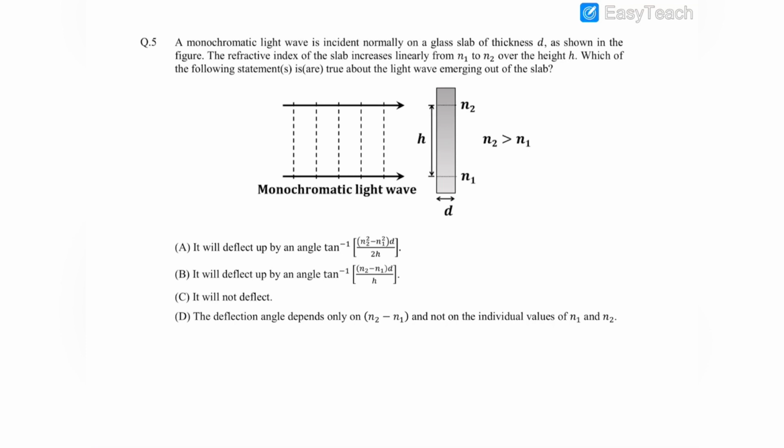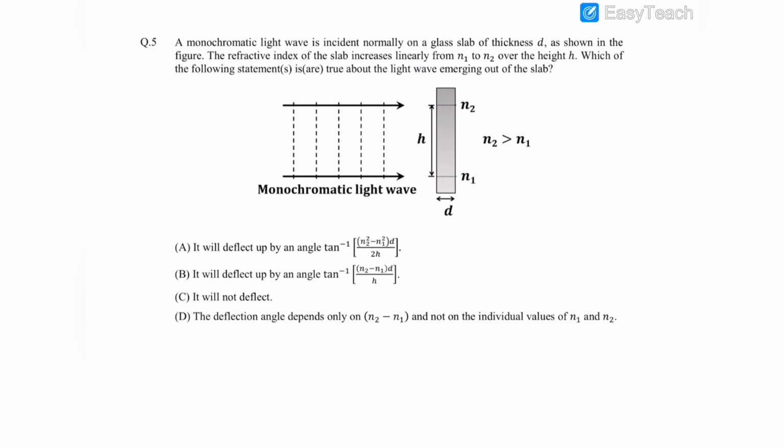In this question, you can see that there is a monochromatic light wave which is incident normally on this glass slab. The thickness of the slab is d, and the refractive index of the slab increases linearly from n1 to n2 as we go up. So we have to find out which of the options is correct. You can see that when these light waves enter this slab, they would take different times to cross the slab because they are entering regions which have different refractive indices at both ends.